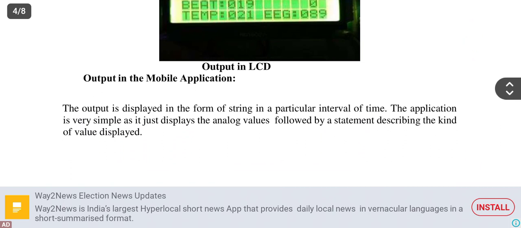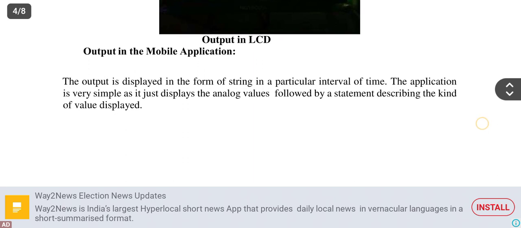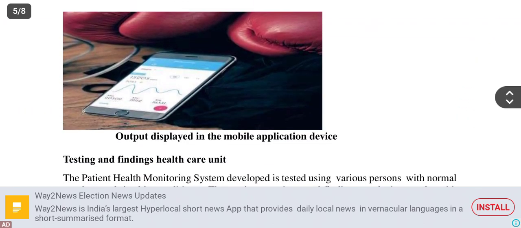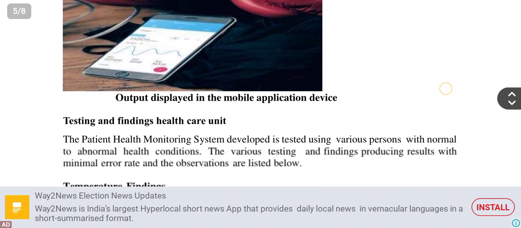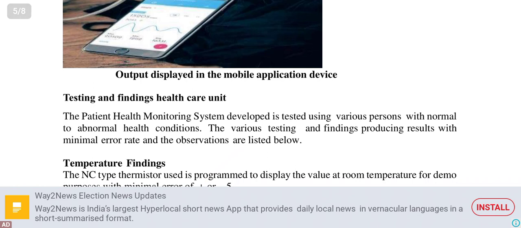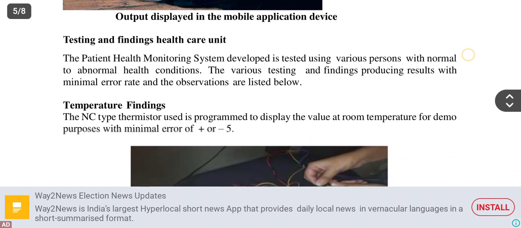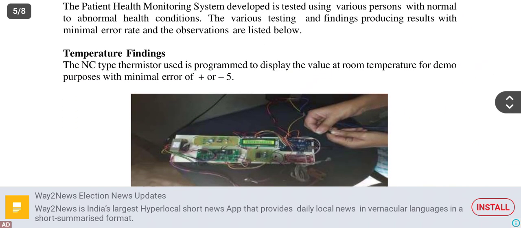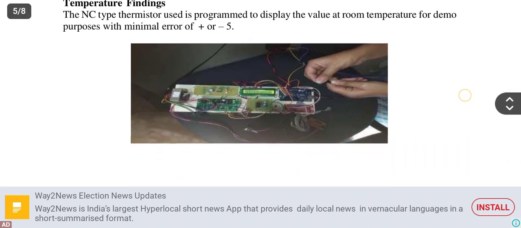The output is displayed in the form of a string at particular intervals of time. The application is very simple as it displays analog values followed by a statement describing the current value displayed. The output displayed in the mobile application device is represented in the figure. Testing and findings of the healthcare unit. The patient healthcare monitoring system developed is tested using various persons with normal to abnormal health conditions. The various tests and findings produce results with minimal error rate, and the observations are listed below. In the temperature finding, the minimal error is plus or minus 5.